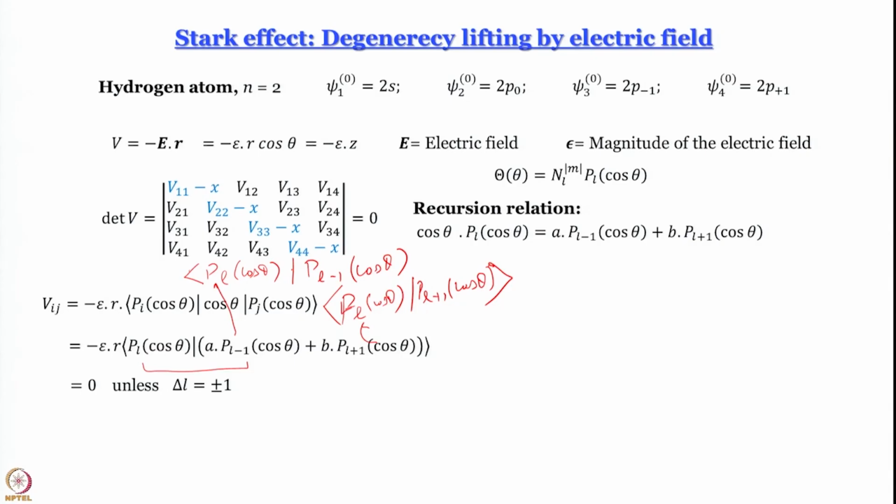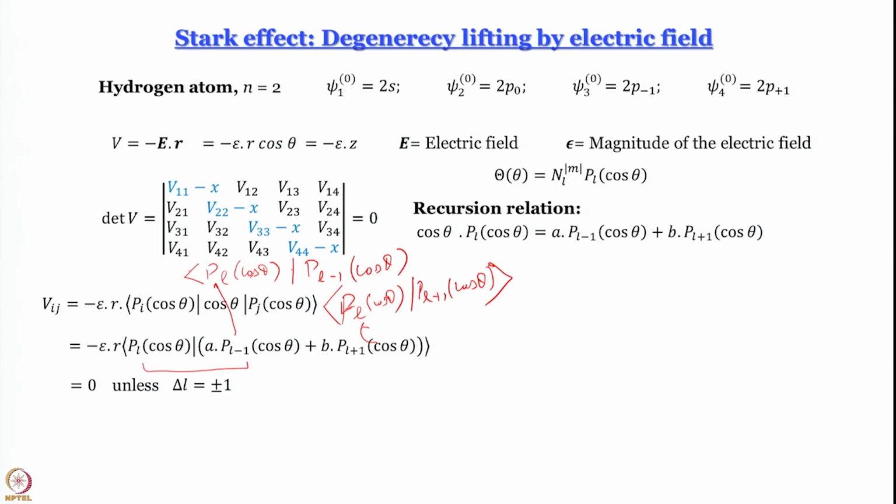If j is equal to i plus 1 or j is equal to i minus 1, then one of these integrals is going to survive, right. So, only if delta L is equal to plus or minus 1 are we going to get Vij non-zero; otherwise, in all other cases you are going to get Vij equal to 0.